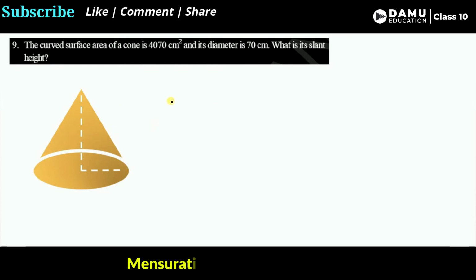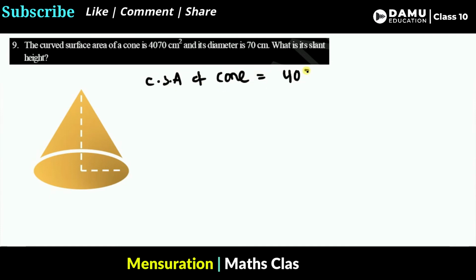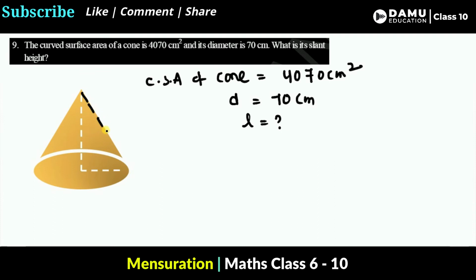So in this session we are going to discuss the 9th question. The curved surface area of a cone is equal to 4070 centimeters square, and its diameter, let's take the diameter of the cone D, will be equal to 70 centimeters. Then what is its slant height? This is the slant height, this is the height, this is the radius.